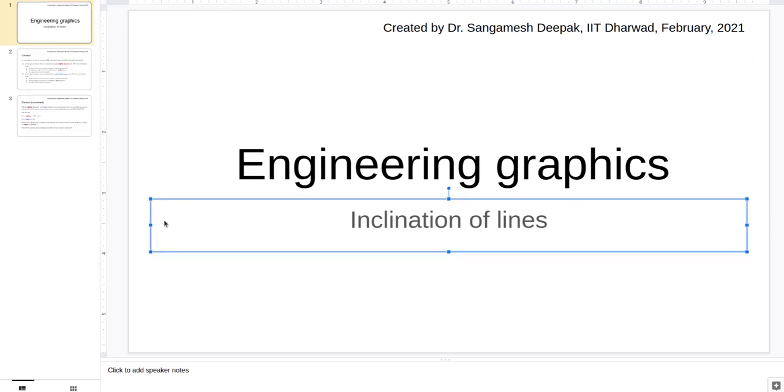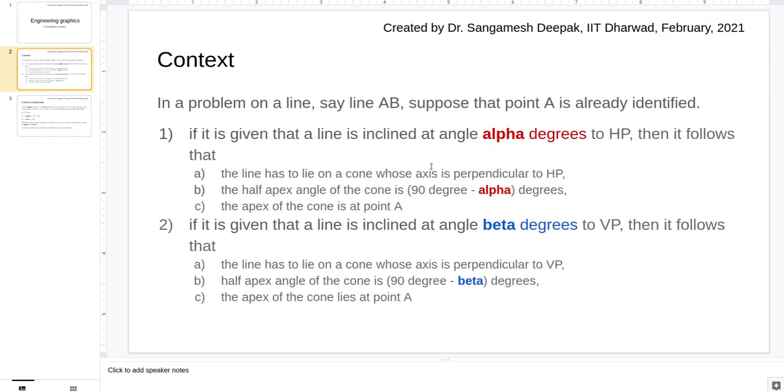So welcome to this short video on inclination of lines. Inclination means you would often be told that the line is inclined at 30 degrees to HP, 40 degrees to VP. So we are investigating such a situation. To make the situation a lot more clear, let me take this context.